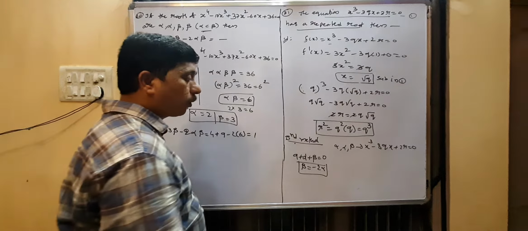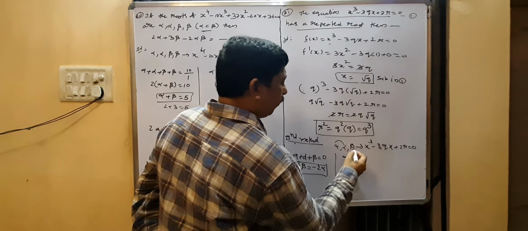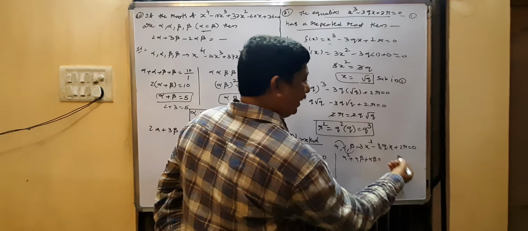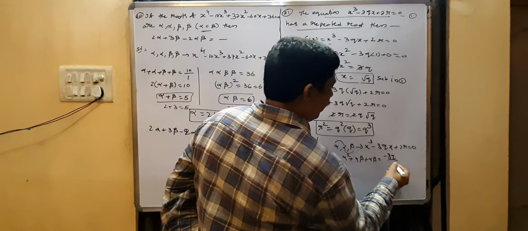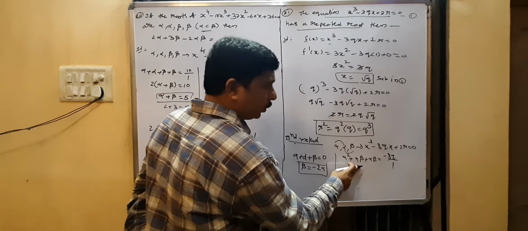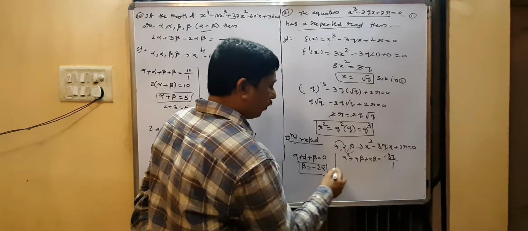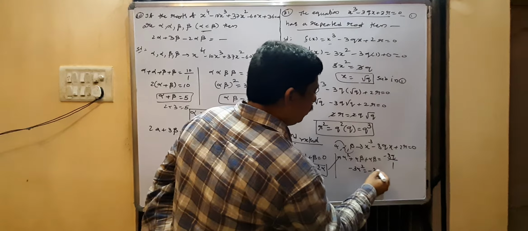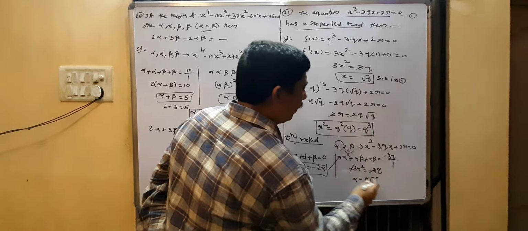Now take the sum of the product of two roots: alpha into alpha plus alpha into beta plus alpha into beta is c by a, that is minus 3q by 1. Substitute beta equal to minus 2 alpha: alpha square minus 2 alpha square minus 2 alpha square is minus 4 alpha square plus alpha square, which is minus 3 alpha square. So 3 alpha square equals minus 3q. The 3 gets cancelled. Alpha equals plus or minus root q, and you can take plus root q.